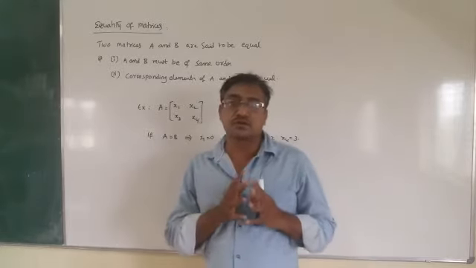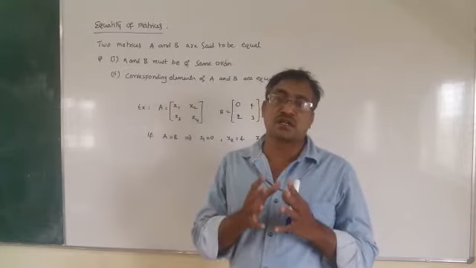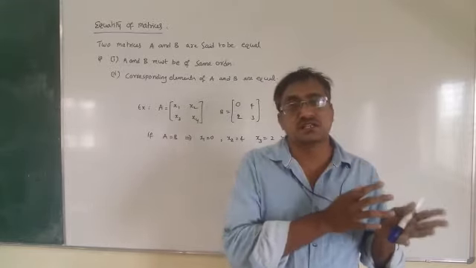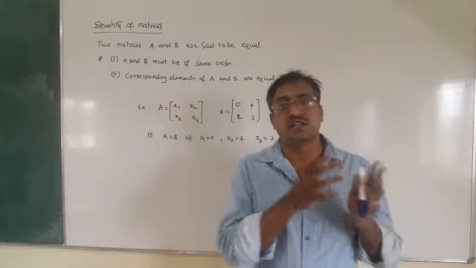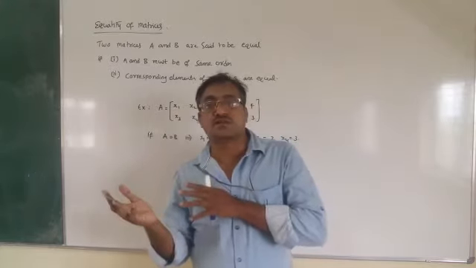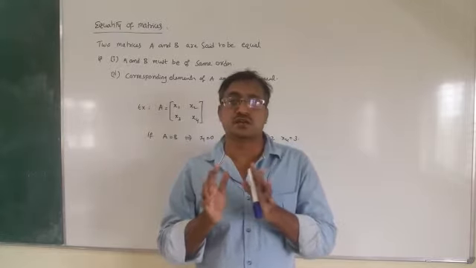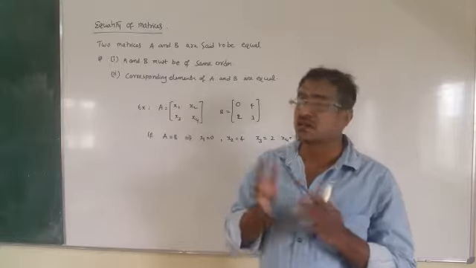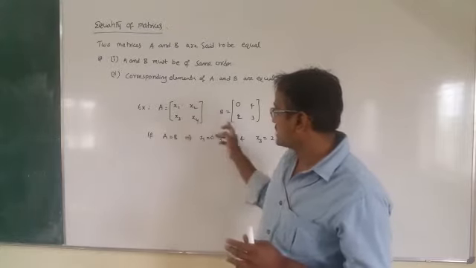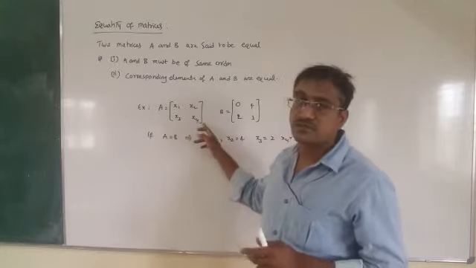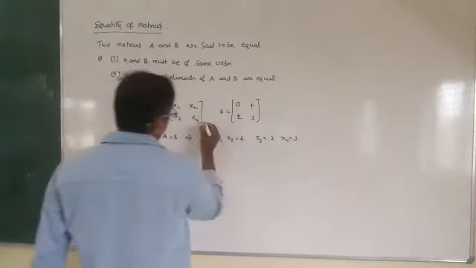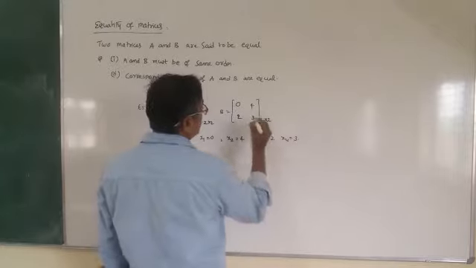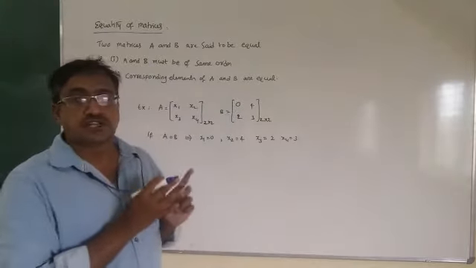If they are going to be equal, the first point is they must be of the same order. If one matrix is of order 2 by 3 and the other matrix is of order 3 by 2, then they are not going to be equal. First point is they must be of the same order, like this. Now these two matrices are of the same order. This matrix is of order 2 by 2 and this matrix is also of order 2 by 2. They should be like this.